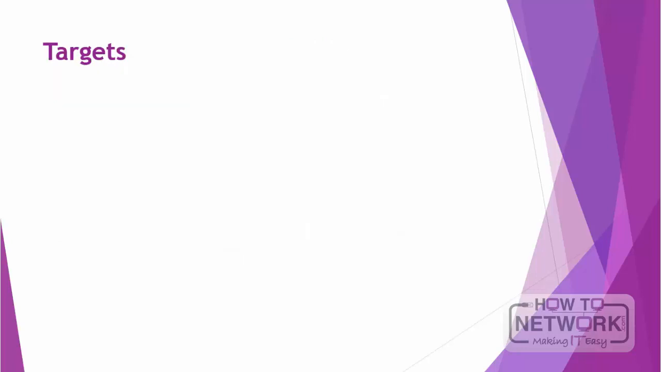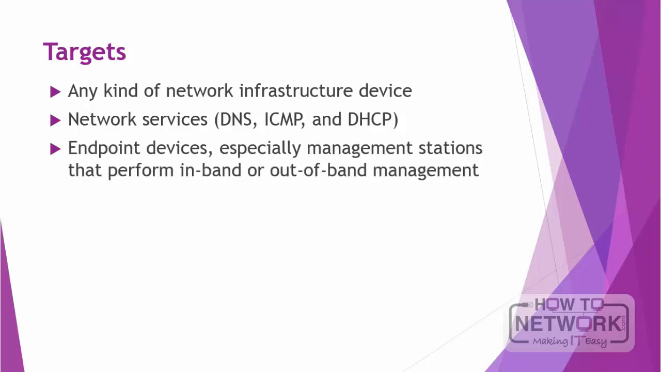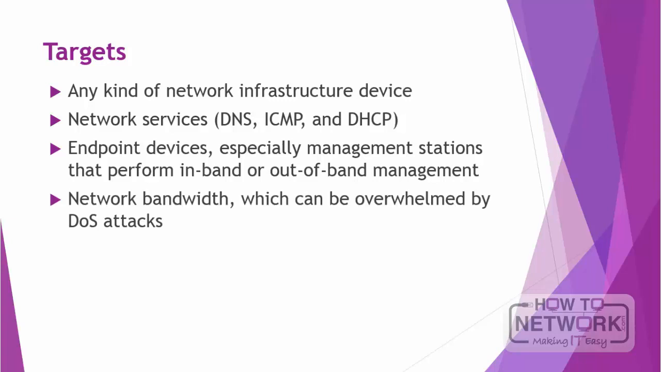The next thing we will concern ourselves with are the targets. What are the targets on the network? This helps you develop a good security policy and posture. Targets on the network include the following: any kind of network infrastructure device such as a switch, router, security appliance, or wireless access point; network services such as DNS, ICMP, DHCP; endpoint devices, especially management stations that perform in-band or out-of-band management; and network bandwidth, which can be overwhelmed by denial of service attacks.